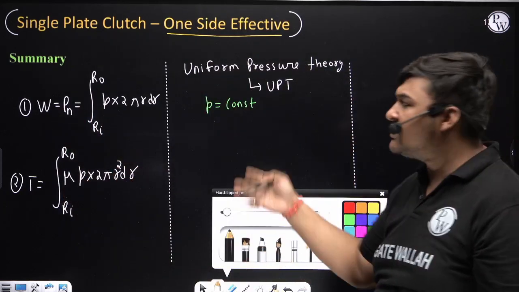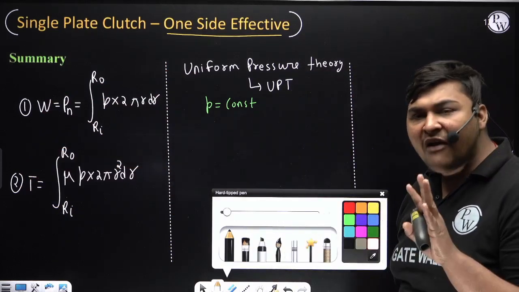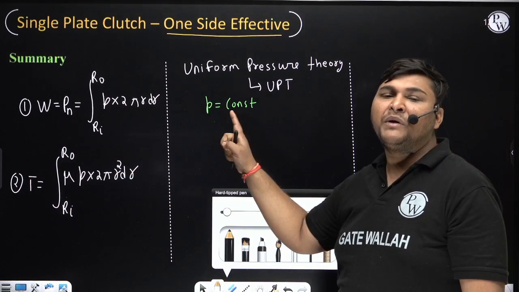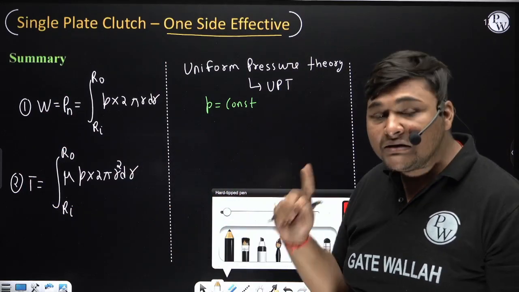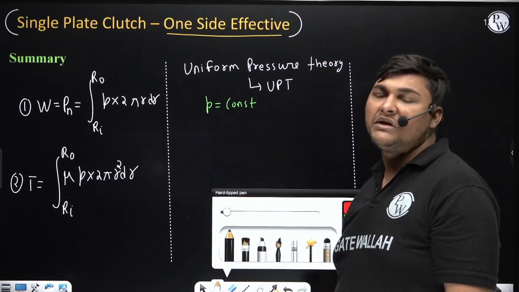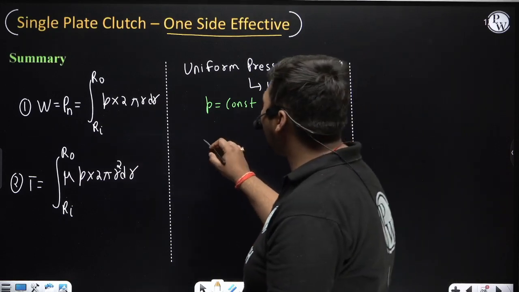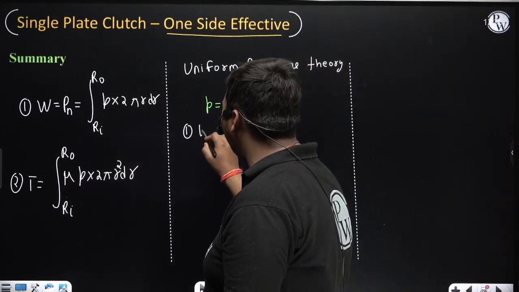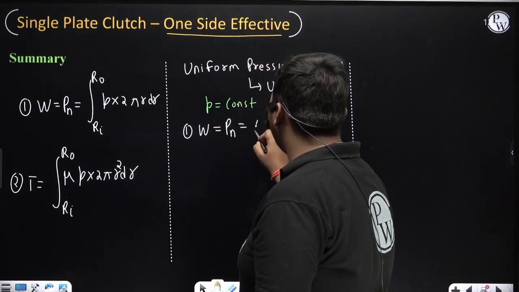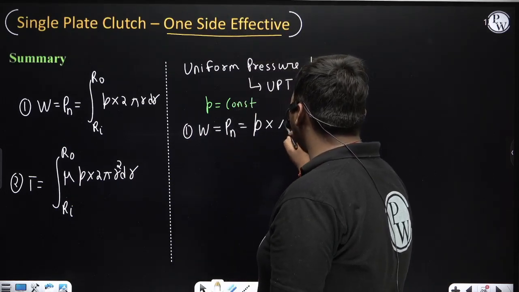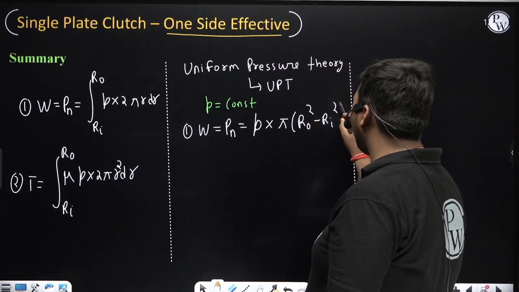Because the pressure is now constant, you can bring pressure outside the integration. After integration, the formulas for uniform pressure theory, if you want, you can remember. Okay, but those formulas are only valid for uniform pressure theory. And the formulas for uniform pressure theory we have already derived. By uniform pressure theory, the expression to calculate W, that is the spring force or total pressure force, is pressure P into pi (R naught squared minus Ri squared). But this formula is only valid for uniform pressure.